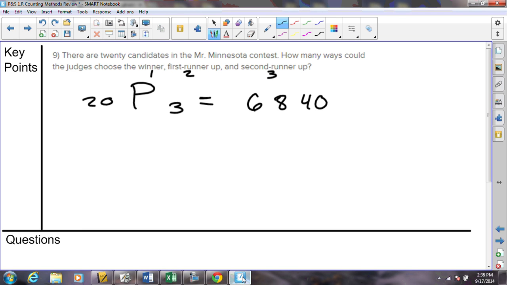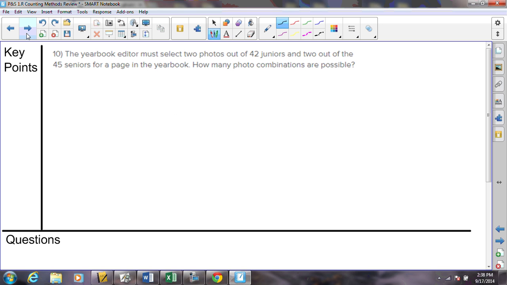Moving on to the next one, number 10. The yearbook editor must select 2 photos of 42 juniors. So from right there, we can say 42 juniors, we're picking 2 of them. And 2 out of 45 seniors. So we have 45 seniors still getting 2 of them. How many photo combinations are possible?